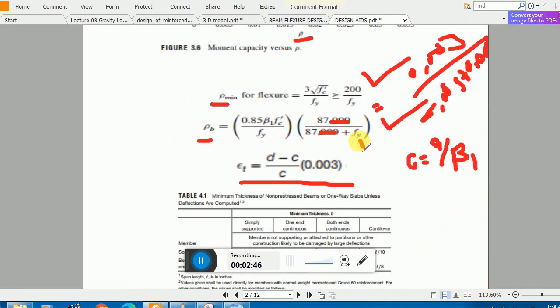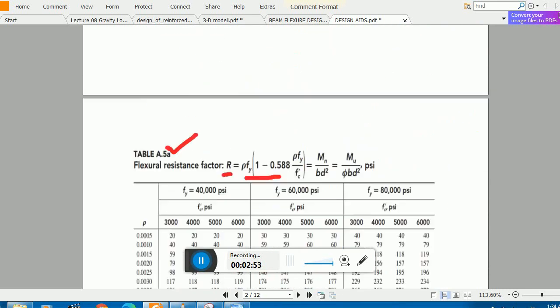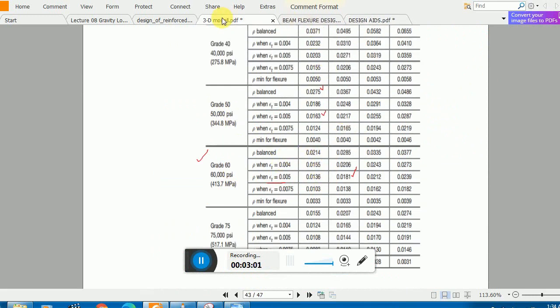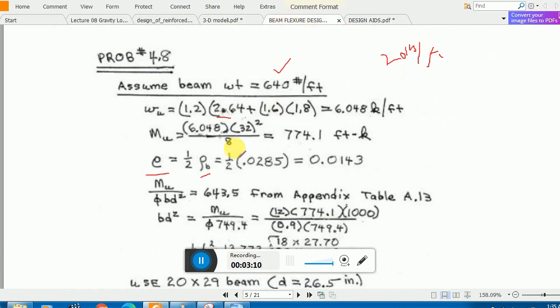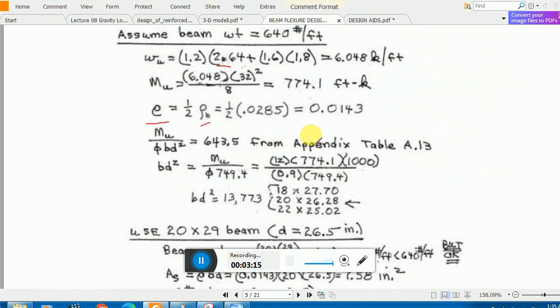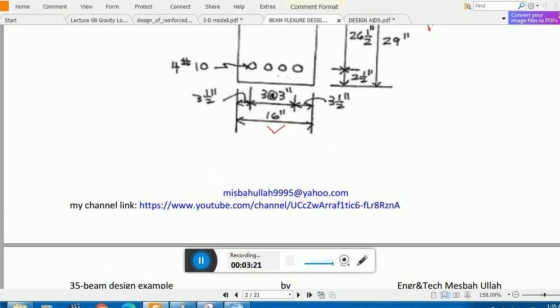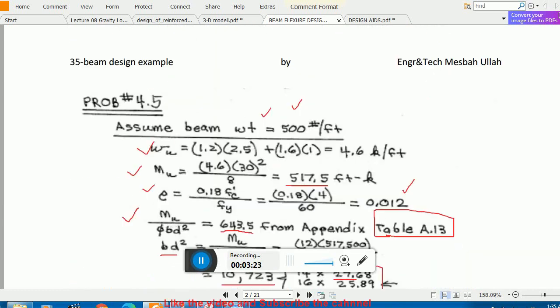It is 7,000. For here you have to use 60,000. Okay, so just plug the value, or either you can use this table. Where is the table? This one. Okay, 60,000, and my rho B is basically 0. And my steel stress is basically how much, BD square. Where is the stress value? This one, no, this one. Let me check the steel stress value.